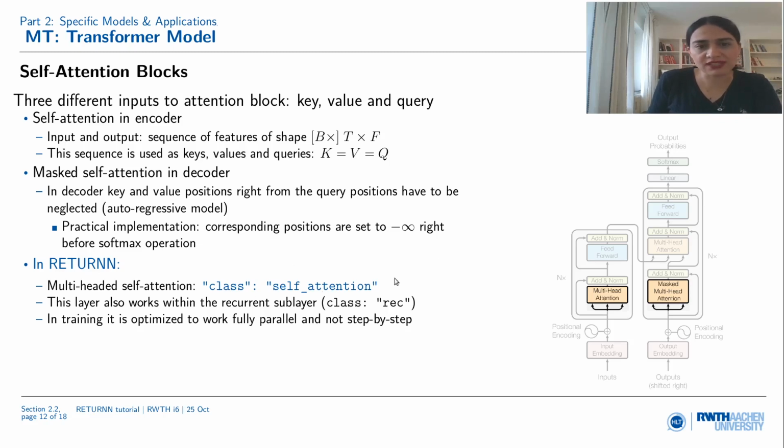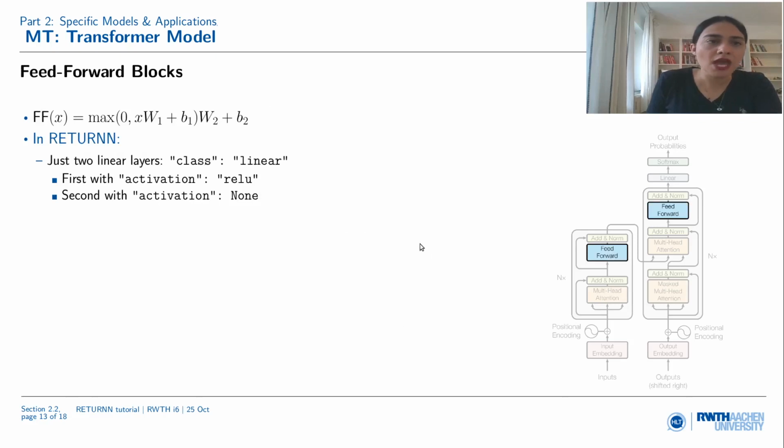In RETURN, you can use the self-attention class for this purpose. And this layer also works within the recurrent sub-layer for decoding. However, in training, it is optimized to work fully in parallel and not step by step. The second block is a rather simple block, the feed-forward block, and you can use the class linear. If you want to have any sort of activation, you can set it via activation. For example, in the transformer architecture, we usually use ReLU functions. Otherwise, you can set it to none for linear projection.